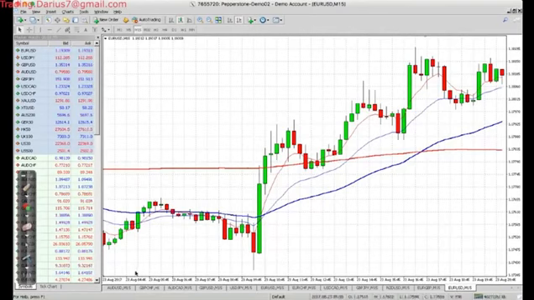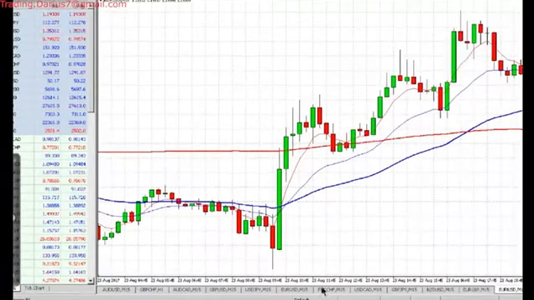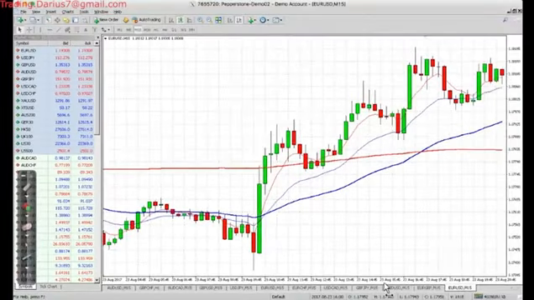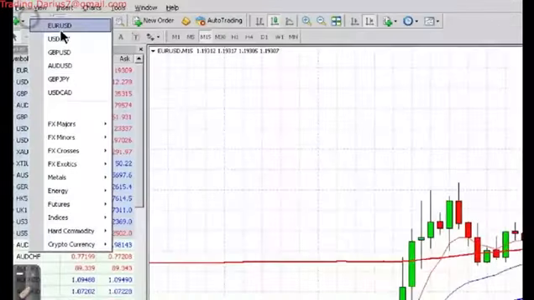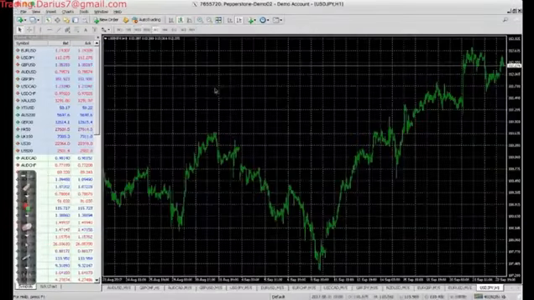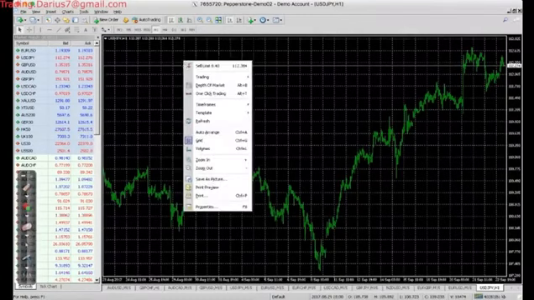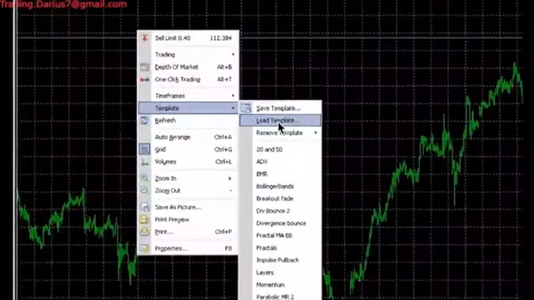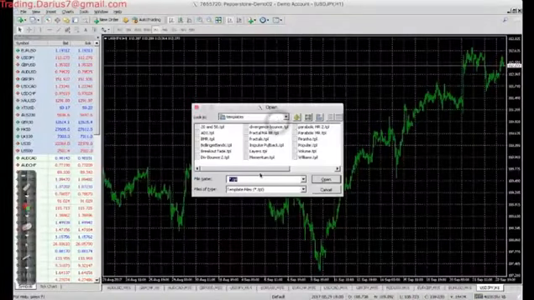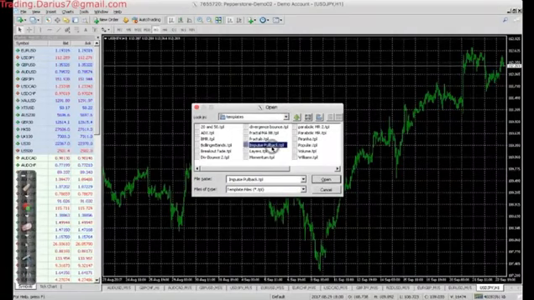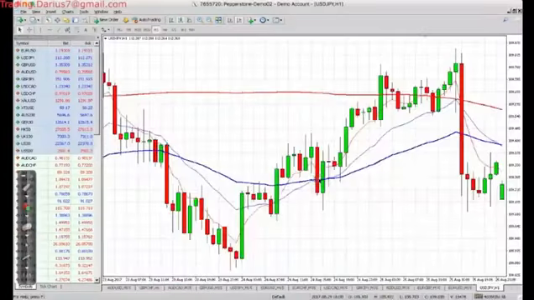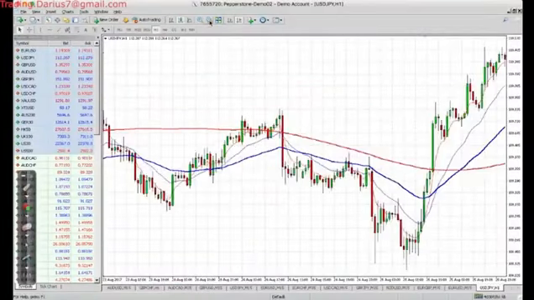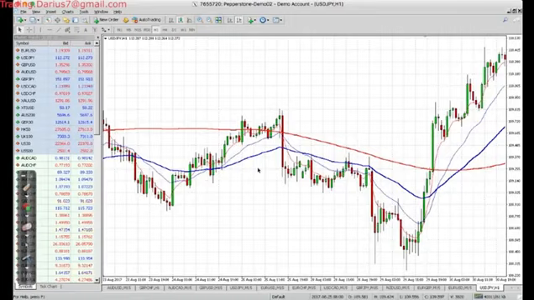So create tabs for all the different pairs, right? So you got all the pairs in front, right? So every time you create a new pair, just file, new chart. So for example, dollar yen, right? And just right click, template, load the template, load, impulse pullback, boom, there you go. Okay, cool. So that's how you set up the charts.